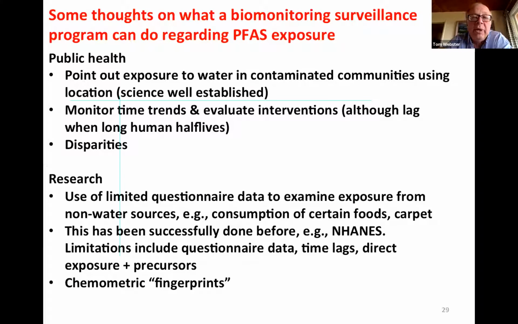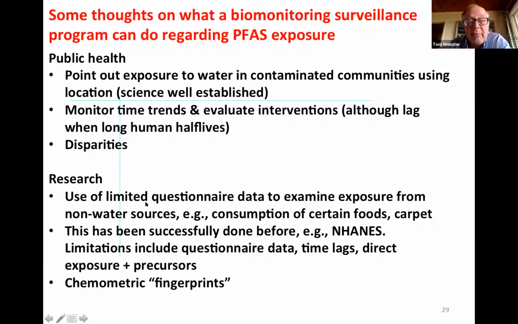All right, I'd just like to end with some thoughts on what a biomonitoring surveillance program like that in California, which is really good, can do regarding PFAS exposure. Well, they're public health, and some of these things have been touched on before. Because you have location data, you can potentially point out when exposure to water in contaminated communities is connected to blood levels. And the science behind that is pretty well established at this point. You can try to monitor time trends, both up and down, and evaluate interventions, although again, you have to think about lags with the compounds with longer half-lives, and you can certainly look at disparities. So Kathleen mentioned several of these.